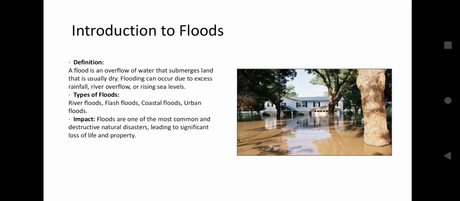Next, we are starting with the introduction of the flood. What is a flood? A flood is an overflow of water that submerges land that is usually dry. Flooding can occur due to excess rainfall, river overflow, and rising sea levels. The types of floods are river floods, flash floods, coastal floods, and urban floods. These are the types of floods.